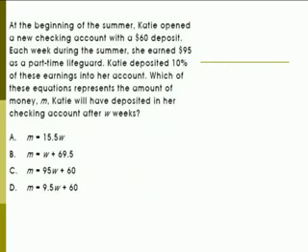At the beginning of the summer, Katie opened a new checking account with a $60 deposit. Each week during the summer, she earned $95 as a lifeguard. So each week she earned $95. Katie deposited 10% of these earnings into her account. Which of these equations represents the amount of money that Katie will have deposited in her checking account after W weeks?